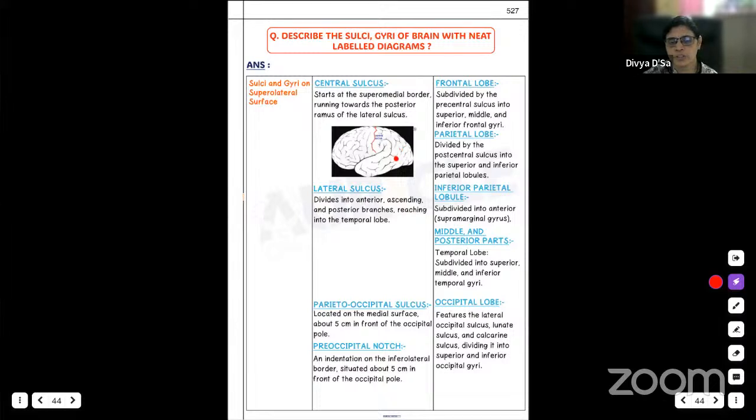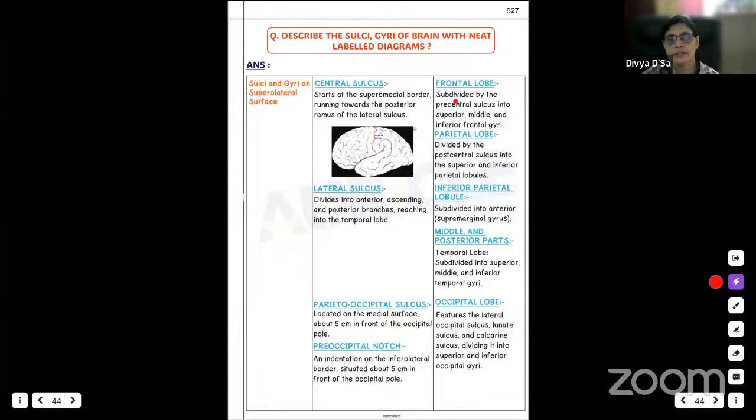And there is the parieto-occipital sulcus, situated on the medial surface. It begins from the occipital pole and you see it more prominently on the medial surface, about 5 centimeters in front, and from there it appears on the superolateral surface. The calcarine sulcus also begins on the medial surface and comes onto the superolateral surface near the occipital pole. About 5 centimeters in front of the occipital pole there is a notch, called the occipital notch, which is basically an indentation.